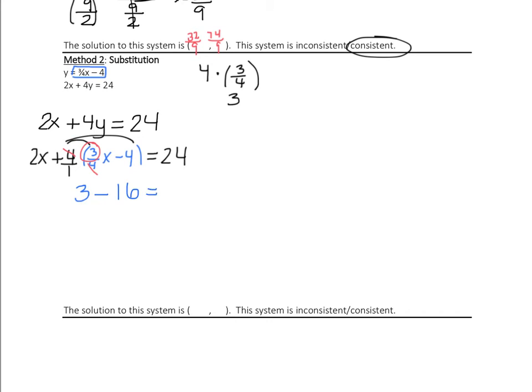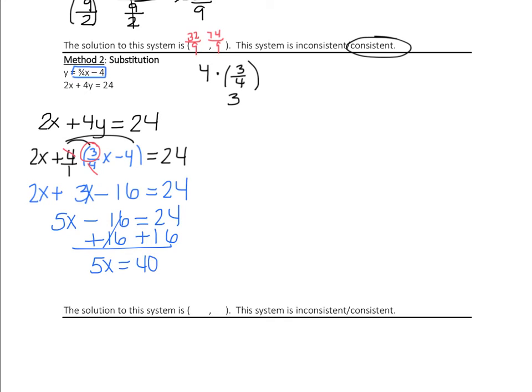And bring down the equal sign, the 24, the 2x, and the plus. Oh, this needs an x. Okay, combine like terms. 2x plus 3x should give you 5x. So 5x minus 16 equals 24. Add 16. This should be easy. 5x equals 40. Divide by 5. X equals 8. So again, what did you solve for? You solved for the x value of the point of intersection.